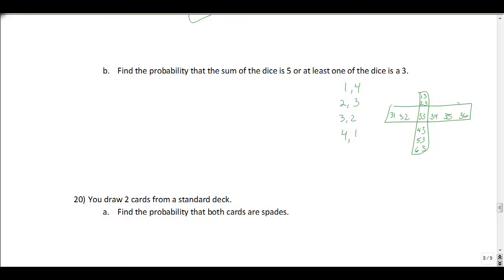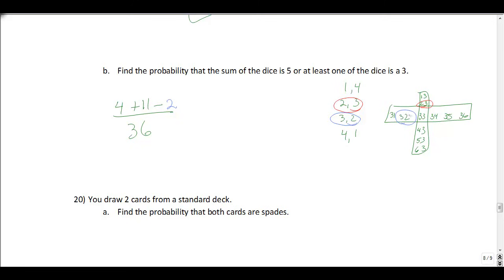Now, the general strategy here, we have 36 total, is you would take these 4 plus the 11, so the 4 that gives us a sum of 5, plus the 11, where we have at least one of the dice being a 3, except then we have to subtract off the part where we have the sum of 5 and at least one of the dice is a 3. So if you look at this, this 2, 3 pops up here. And this 3, 2 pops up here. So what we need to do is subtract those two off.